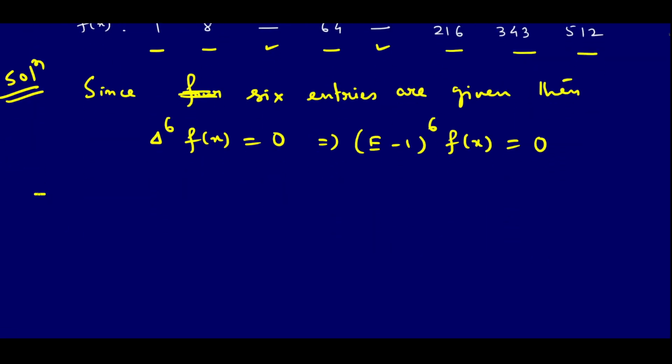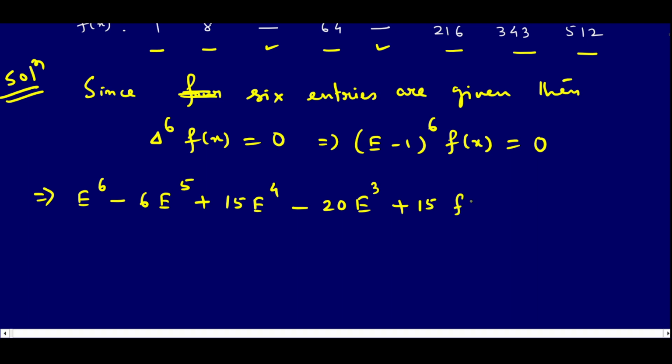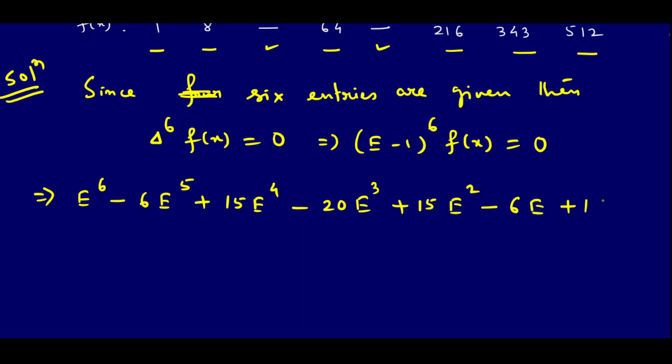Now we'll again use Pascal's triangle, and after applying Pascal's triangle, the coefficients of 6 will be: first term is e to the power 6, then minus 6C1, which is 6 e to the power 5, then plus, alternately plus and minus, 15 e to the power 4, then minus 20 e cube, plus 15 e square, minus 6e, and finally plus 1, and then f of x equals to 0.